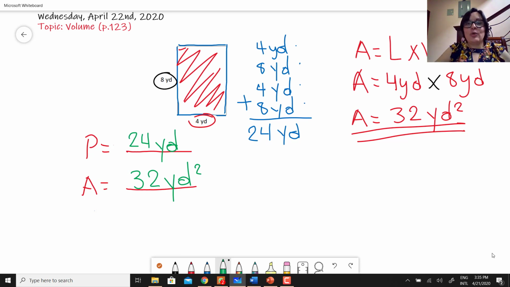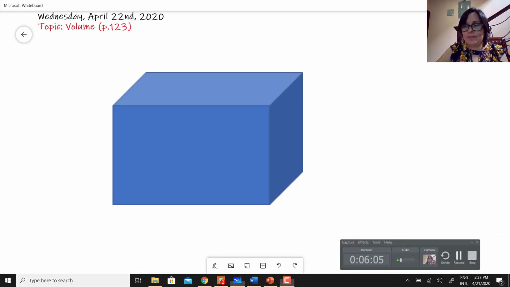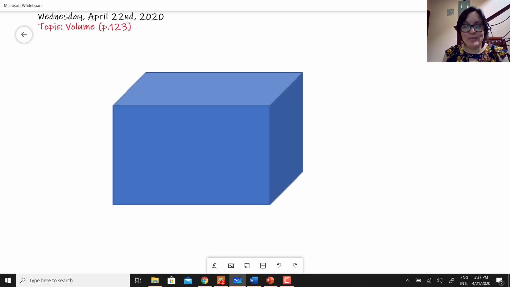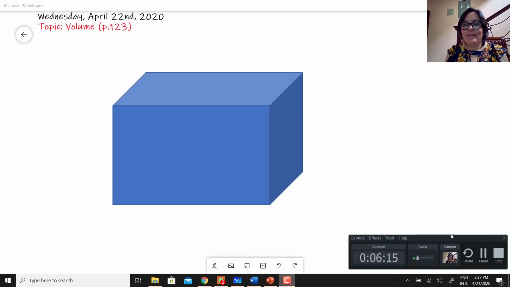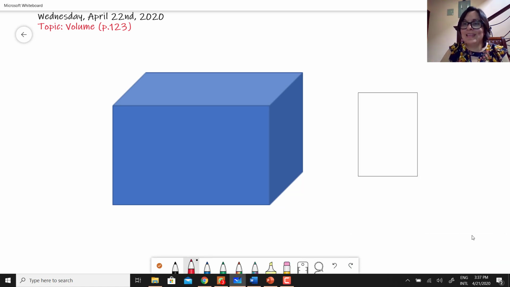Okay, so now, but today guys, the topic is not perimeter, is not area. We are going to see now volume. And I want you to see this shape that I'm going to show you right now. Now look at this shape. What difference do you notice between this shape and this one that you have in there? Do you notice a difference?